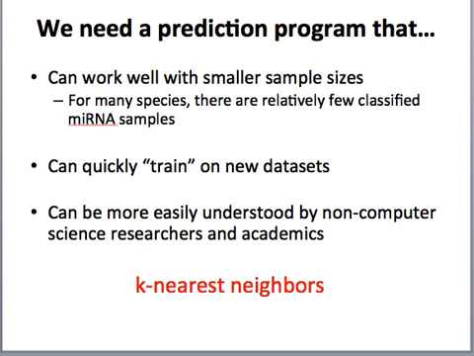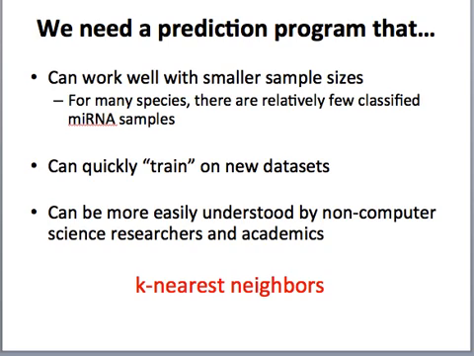So we need a prediction program that can, one, work well with smaller sample sizes. Why? Because in the lab, they often get just very few examples of microRNAs. They may be working with rare species of plants and animals, and there's just not that many classified examples that exist in the wild for them to look at. So we need an algorithm that can work with smaller sample sizes.